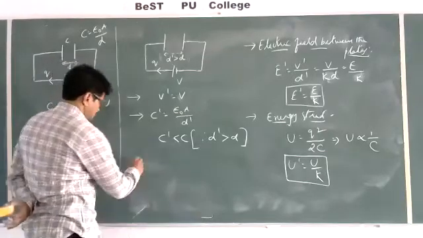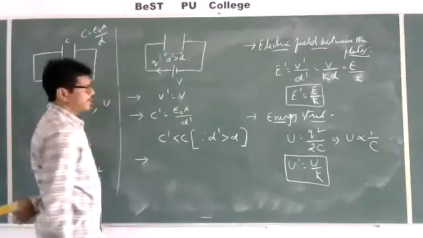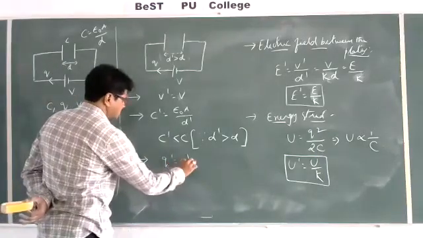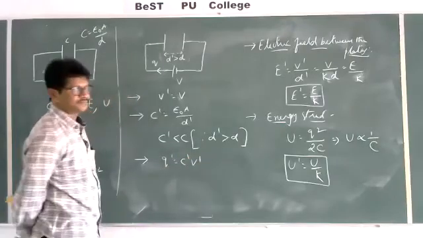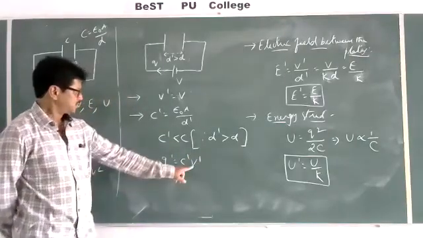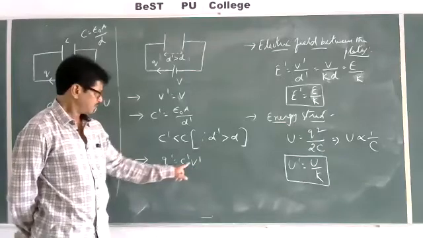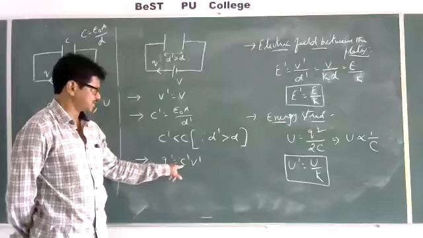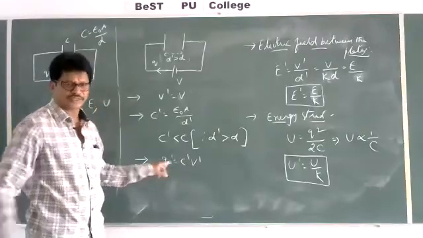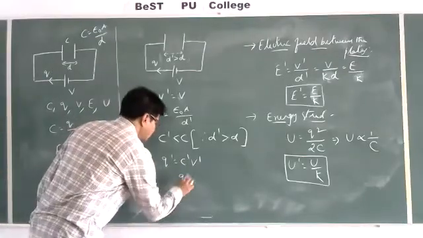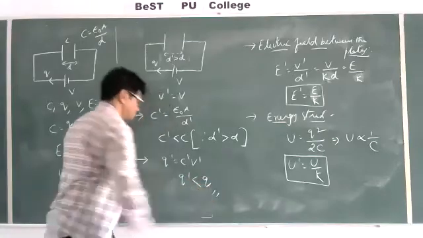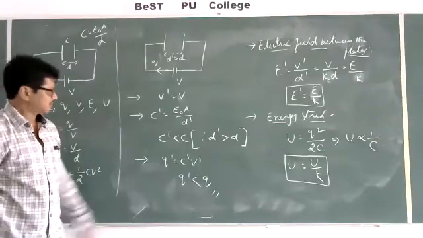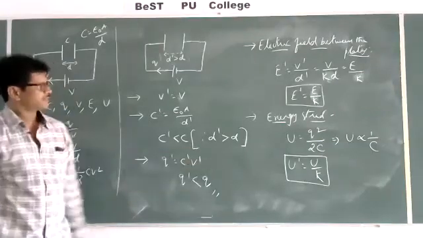What happens to the charge? Q dash is equal to C dash V dash. Since V dash is V, as capacitance decreases, the charge will also decrease. Q dash is lesser than Q. The charge stored will decrease.